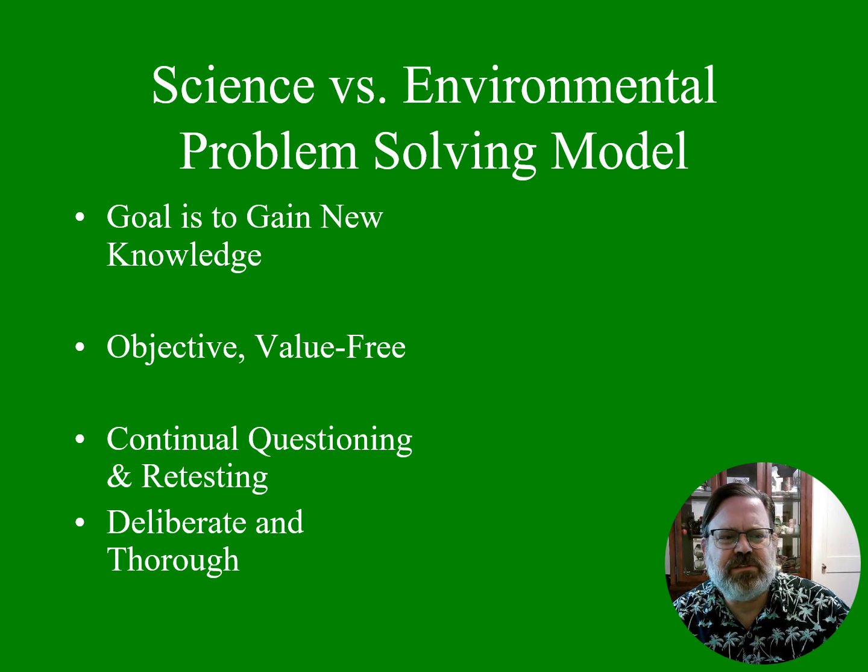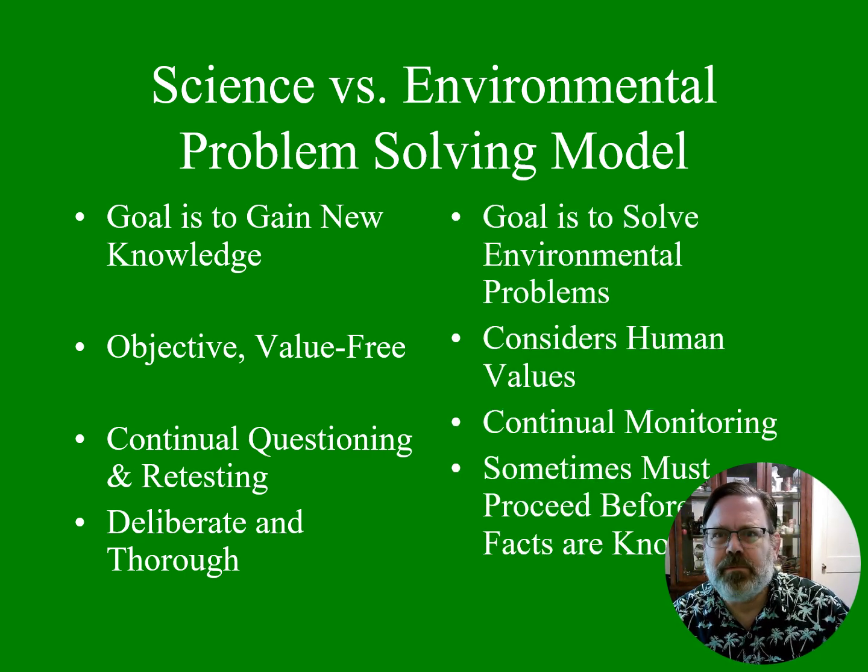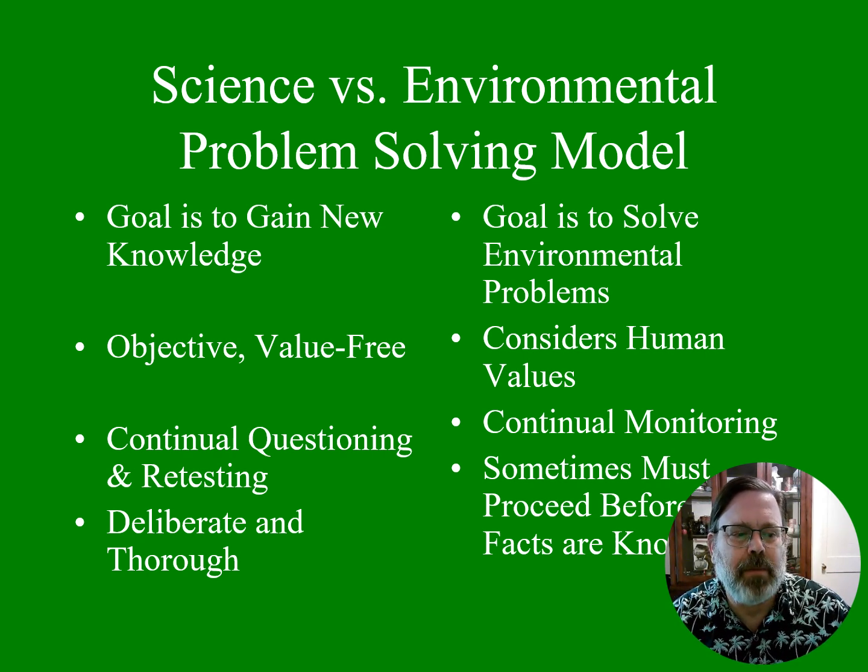So science is to gain new knowledge. It's objective, it's value free. You have to question and retest, and it tries to be deliberate and thorough. Environmental problem solving is trying to solve problems. So it does consider human values. How much is it going to cost to clean up the Chesapeake Bay? Is that an economic cost that we're willing to pay? You might need to continually monitor the situation, and sometimes we have to proceed before we know all the answers. And so sometimes people will see that as a drawback.